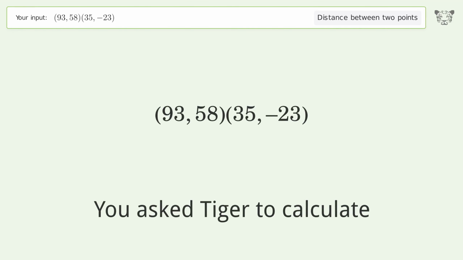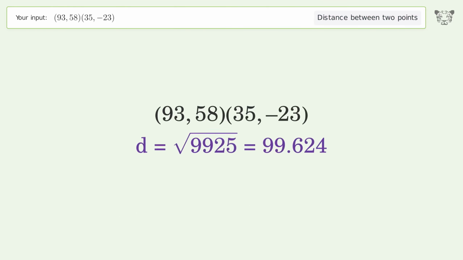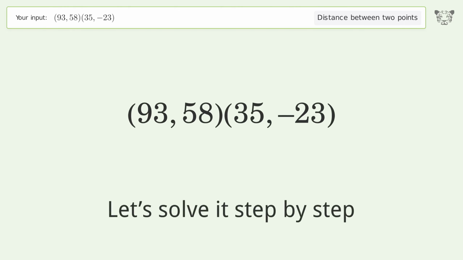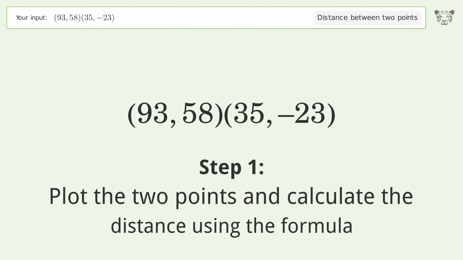You ask Tiger to calculate the distance between 2 points. The distance between the 2 points is the square root of 9,925, or 99.624. Let's solve it step by step. Plot the 2 points and calculate the distance using the formula.